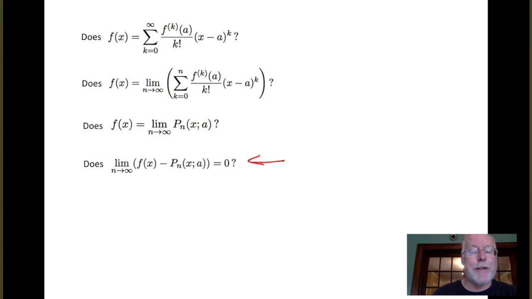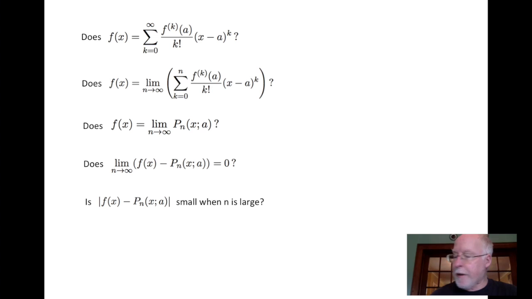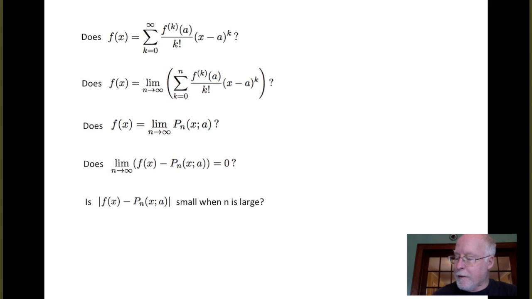So we can also ask, is this limit, f of x minus Pn of x, as n goes to infinity, equal to 0? And of course, if something goes to 0, then it gets small. And so we're actually going to address this question in the form of this last line, taking a look at the difference between f and a Taylor polynomial, and ask, does that get small when n gets large?